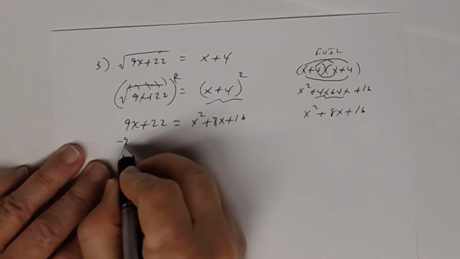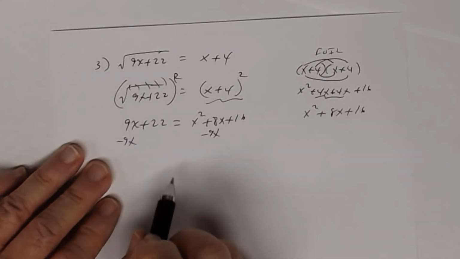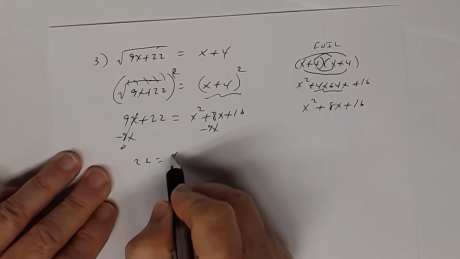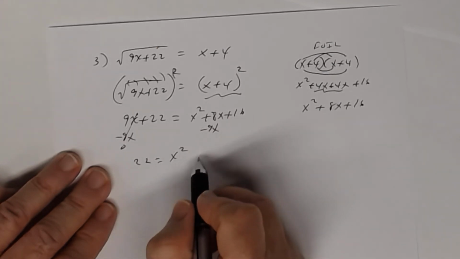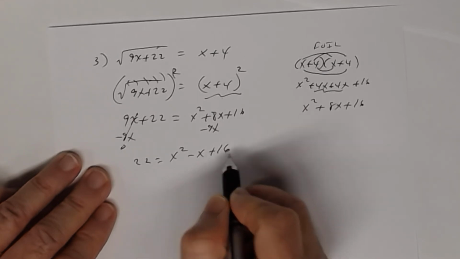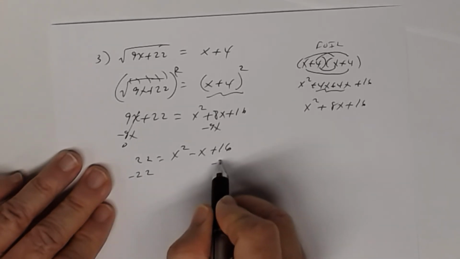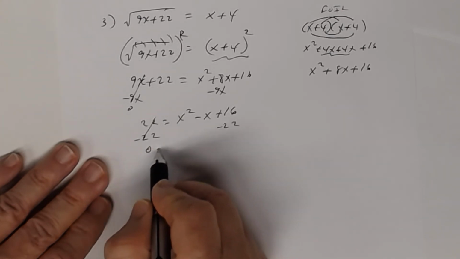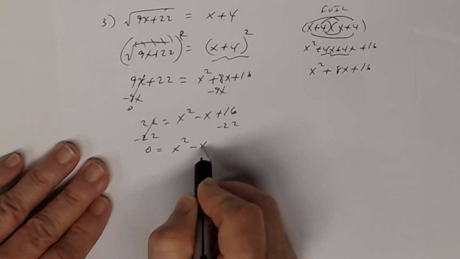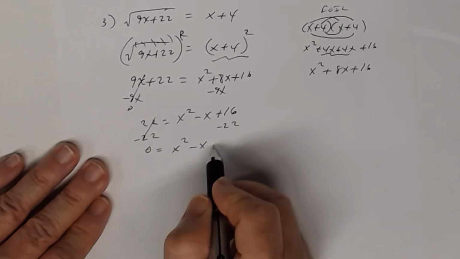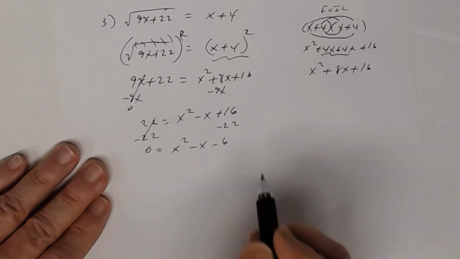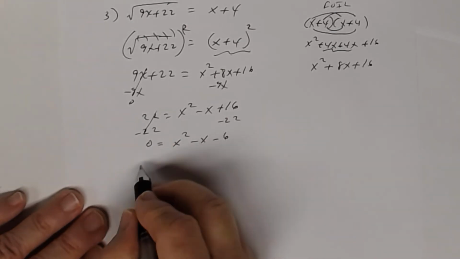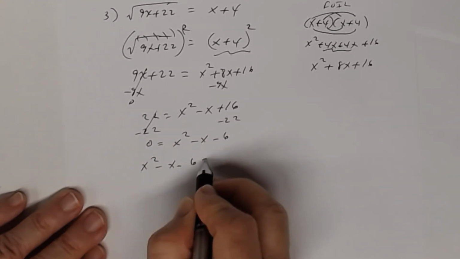So I'm going to go ahead and subtract 9x from both sides. When I do that, this is 0. I get 22 equal x squared. 8x and a negative 9x is a negative x plus 16. Subtracting 22 from both sides. Combine like terms. 22 minus 22 is 0 equal x squared minus x. 16 and a negative 22 is a negative 6. And I'm just going ahead and transposing both sides. So x squared minus x minus 6 equals 0.